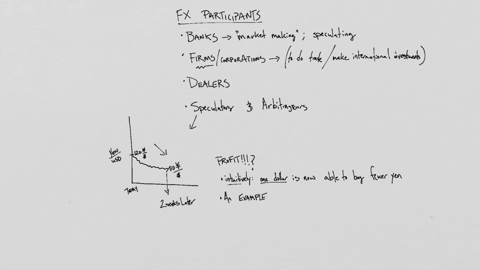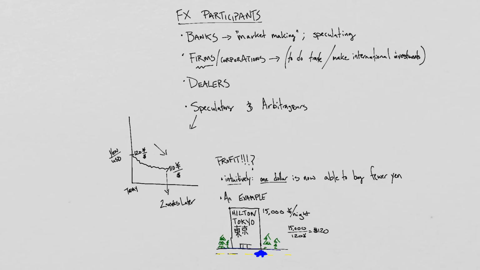But another way is to walk yourself through an example. Suppose that you were a US visitor to Tokyo, and Hilton Tokyo, because it's in Japan, sells rooms at a rate denominated in yen of 150,000 yen per night. Actually, that's a little bit expensive. Let's call it 15,000 yen per night. So 2 weeks ago, as a US tourist, at a rate of 120 yen to the dollar, in dollar terms, that would have cost you $120.